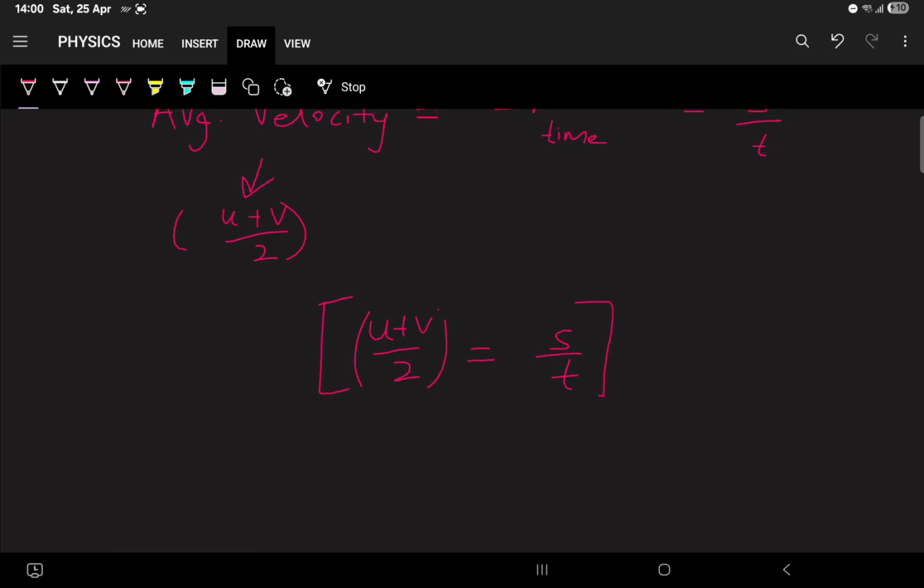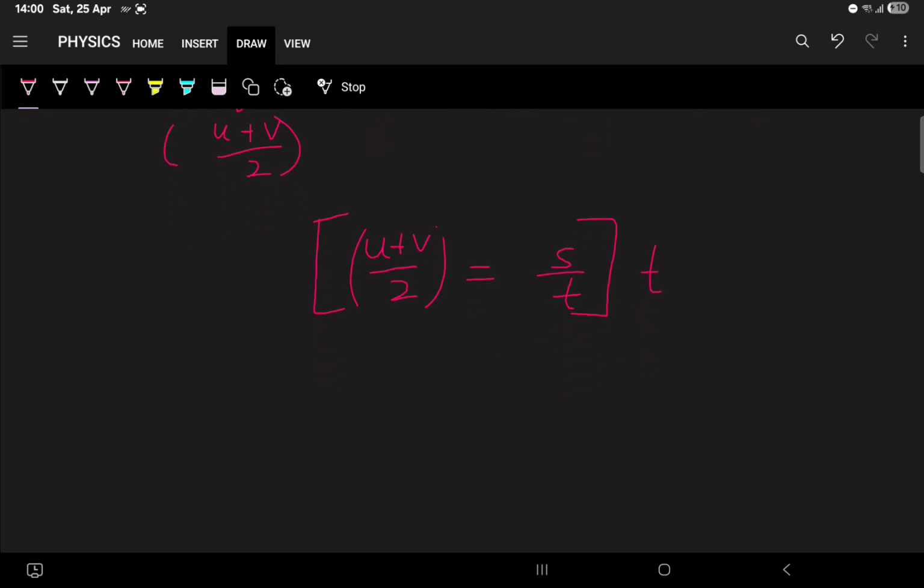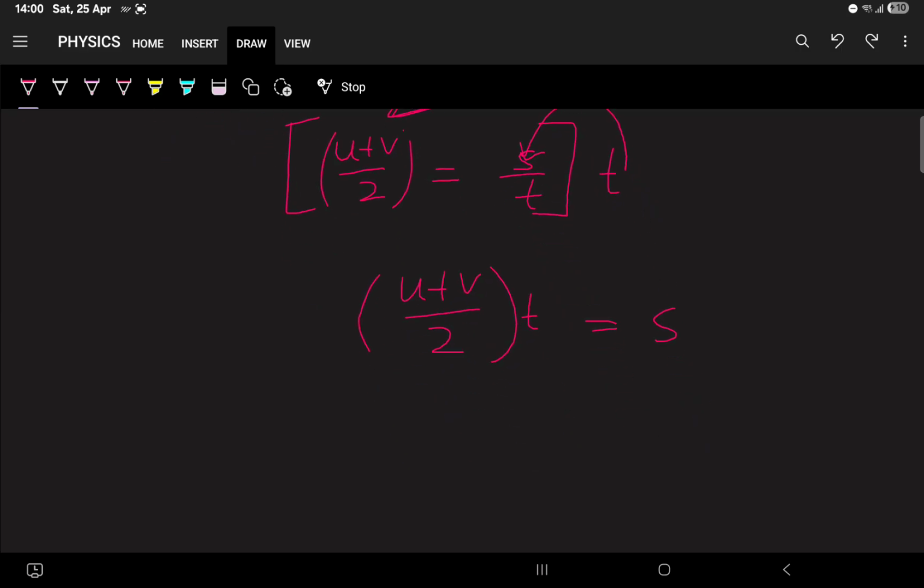Now let's multiply both sides of the equation by t. We have u plus v over 2, open brackets t, equals, the t will distribute here and it will distribute here. When it distributes here, we're just going to have s, because it cancels this. Now rearranging, s equals u plus v divided by 2, parentheses, t.